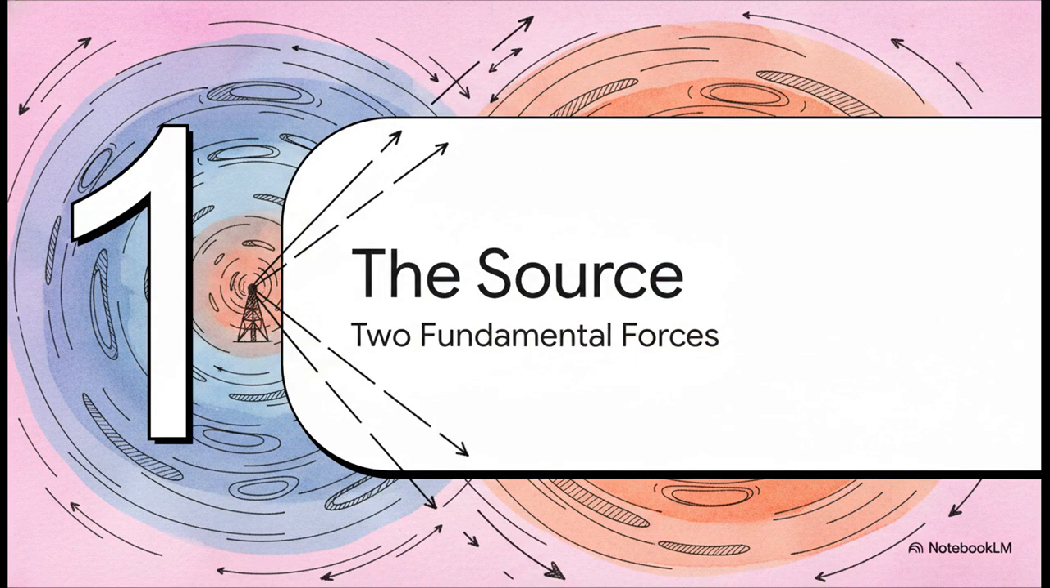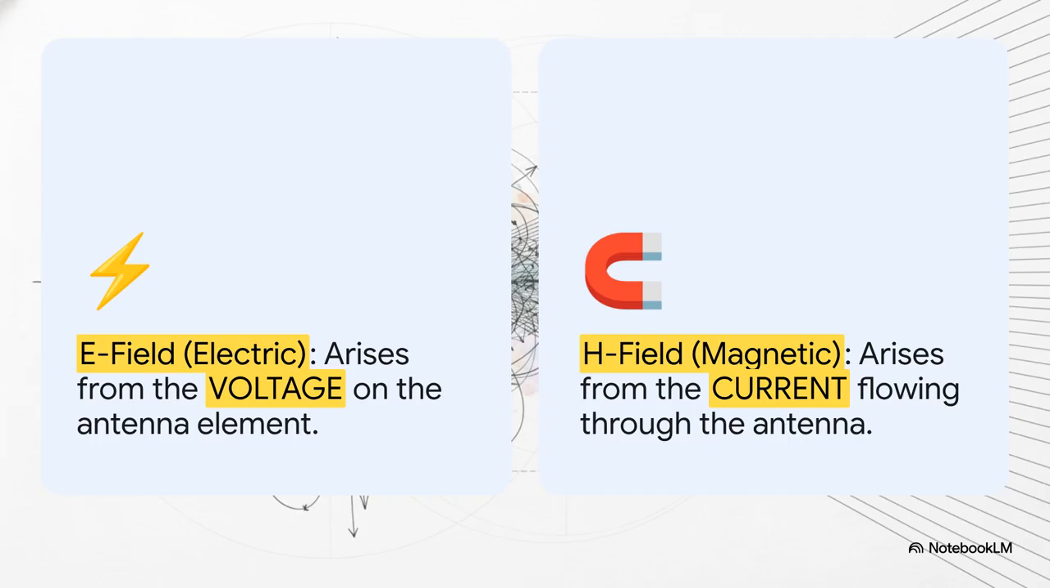Every single radio signal starts its life as two separate, fundamental fields, and they're both generated directly by the antenna. So here's the key thing you've got to remember. The voltage on the antenna creates what we call an electric field, or an E field, and at the exact same time, the current flowing through it creates a magnetic field, or an H field. So you've got two different causes creating two totally different fields.